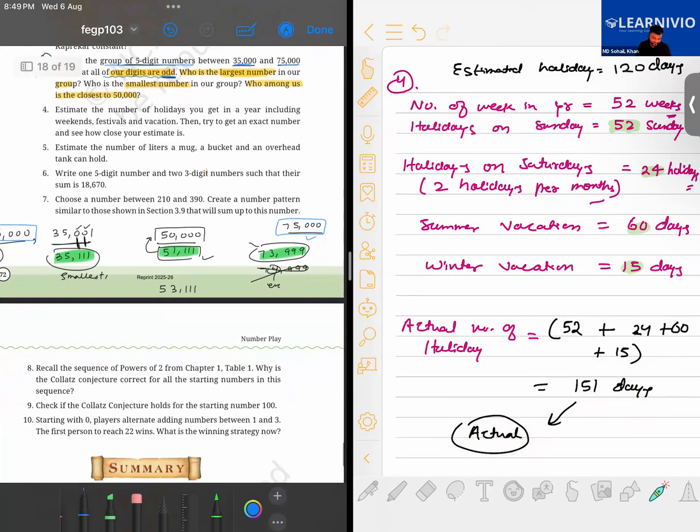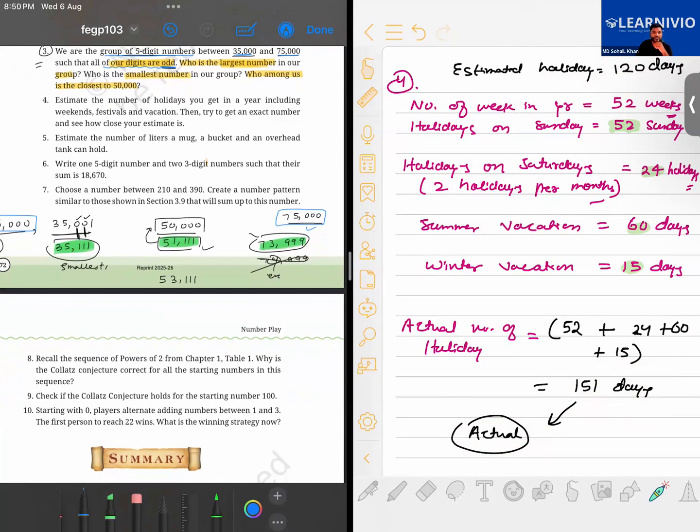Okay, question number 5. Estimate the number of liters a mug, a bucket, and an overhead tank can hold. What's an overhead tank? Like the tank used for overhead storage in a building.